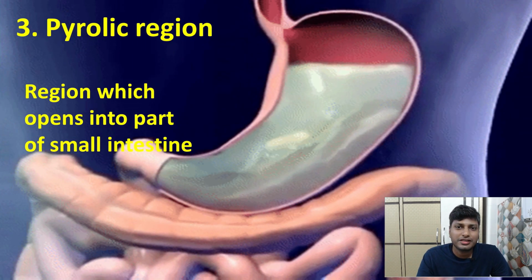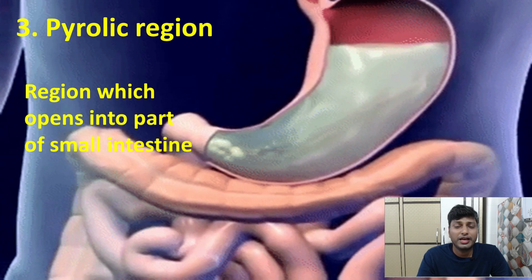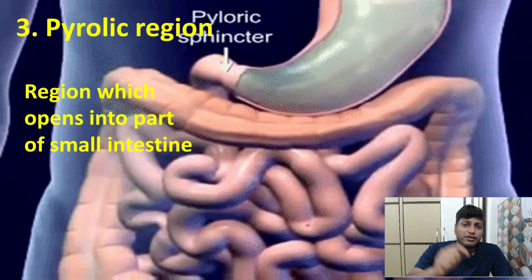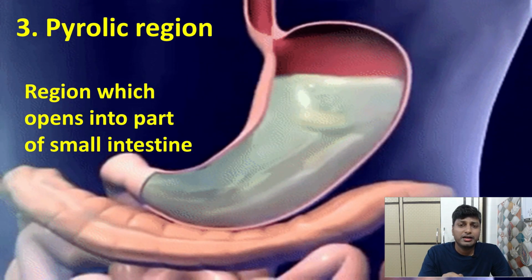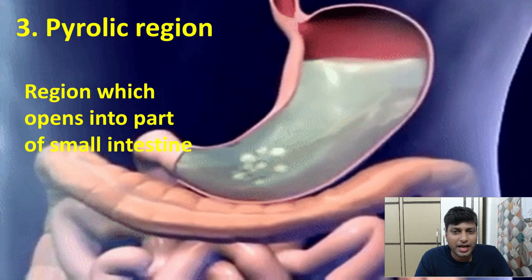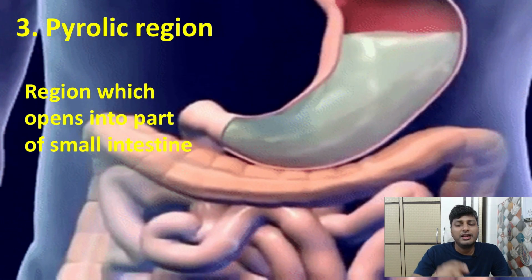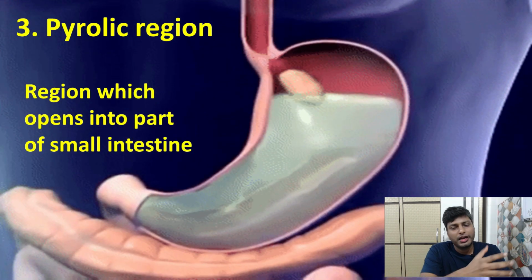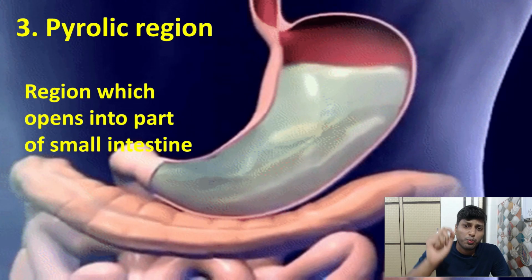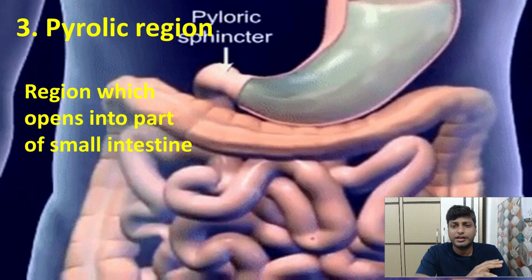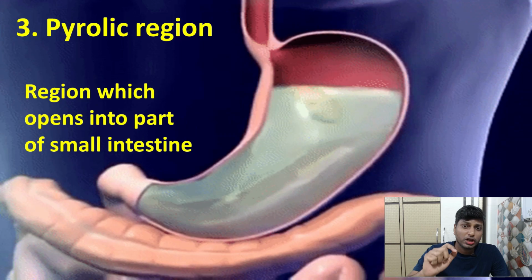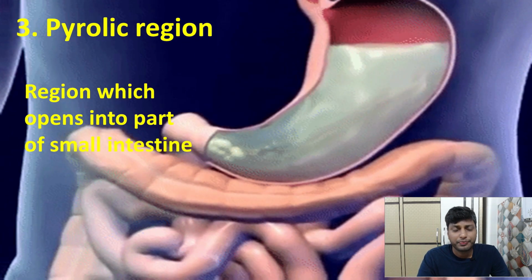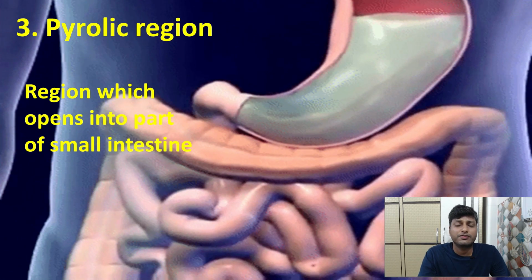The third region, what is the third region? The third region is known as the pyloric region. So dear students, this is the region from where the food is actually going to enter into the next part of the alimentary canal. Can you guess what is the next part of the alimentary canal? It is nothing but the small intestine. So the food is going to enter from the stomach into the small intestine via the region which is known as the pyloric region. Again, this particular opening is also guarded by a specialized muscle that is known as the pyloric sphincter.